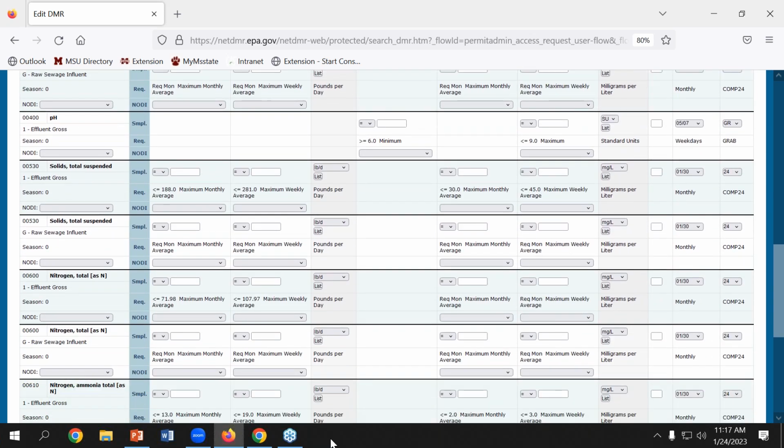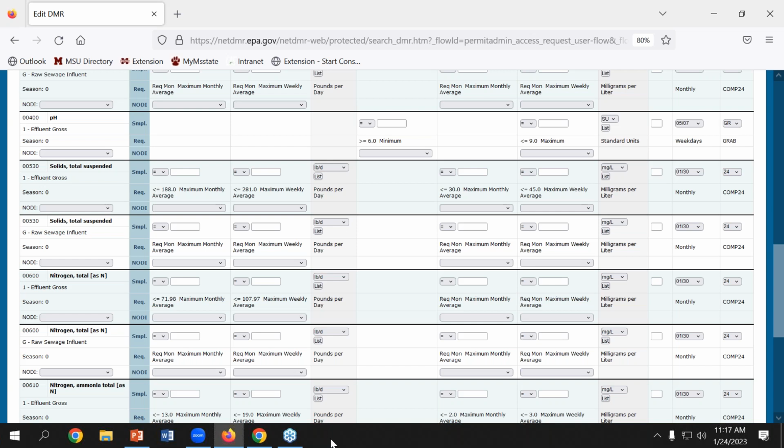Suspended solids influent, very similar to the BOD. There are no influent permit limits on this particular facility. So you're going to report without limit.